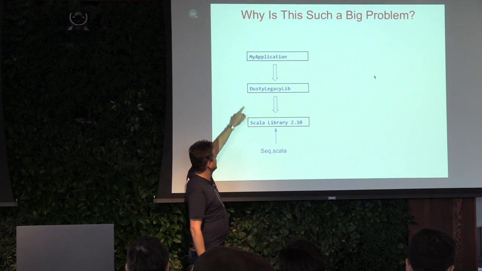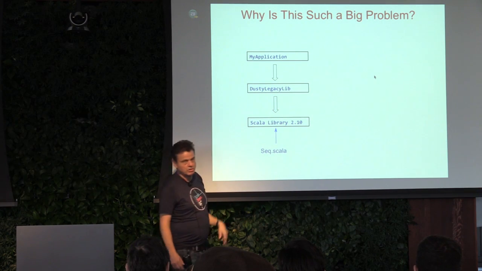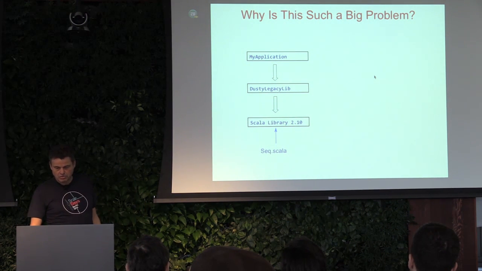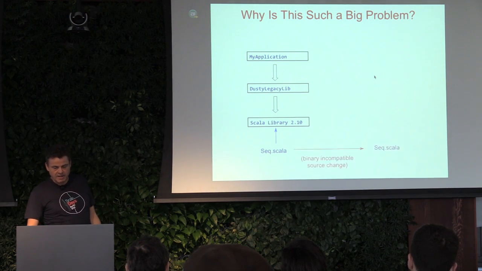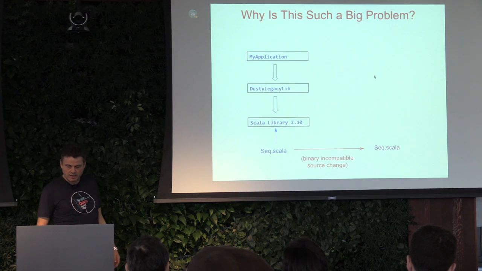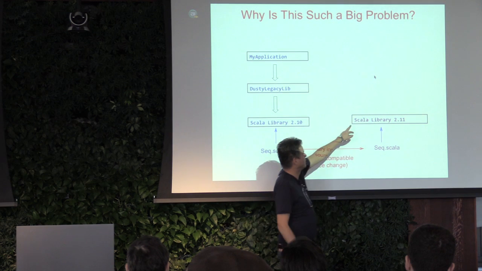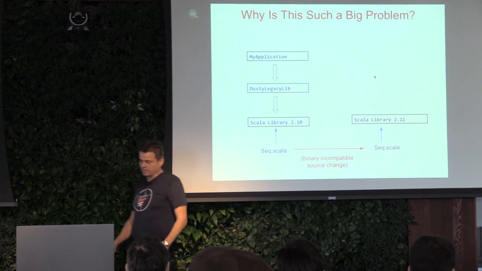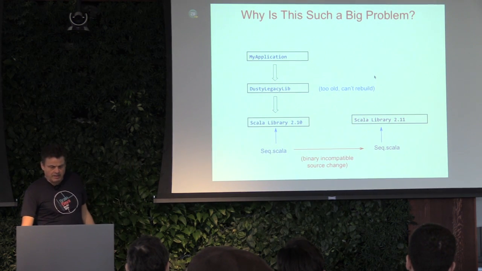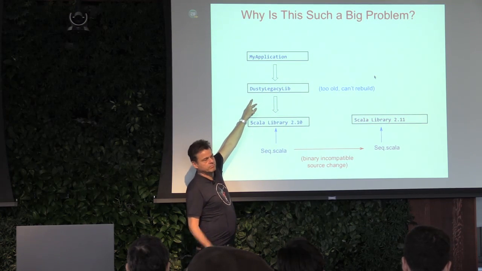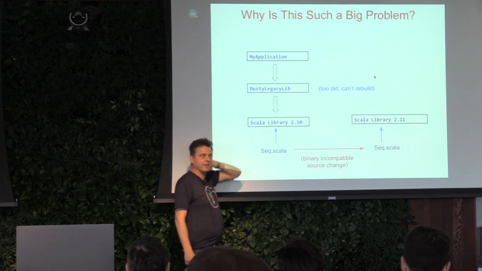So you use that. And then, of course, that dusty legacy library would use the Scala library, like 2.10. And let's say you do sequence.scala in 2.10. And let's say we decided in 2.11 that we want to rewrite sequence.scala in a binary incompatible way. So there you go, binary incompatible change. Now the problem is, nobody really remembers how to build this anymore. You have the class files, that should be enough, right?